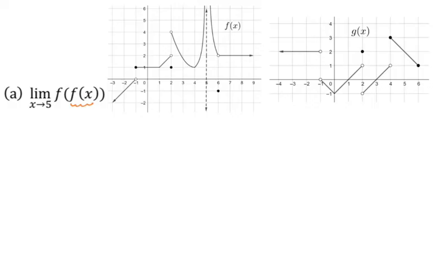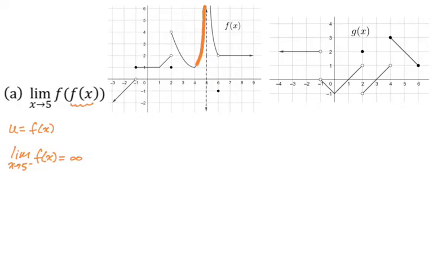So the first thing we're going to do is deal with that. You might think of it as kind of a u substitution, where u is equal to f of x. We're going to figure out what u is doing as x approaches 5, and then go from there. So I need to figure out the limit as x approaches 5 from the left of f of x. So I'm figuring out what u is doing as x approaches 5 from the left. If I approach 5 from the left, you can see that graph is approaching positive infinity. So that's infinity, our inner f of x is approaching infinity.